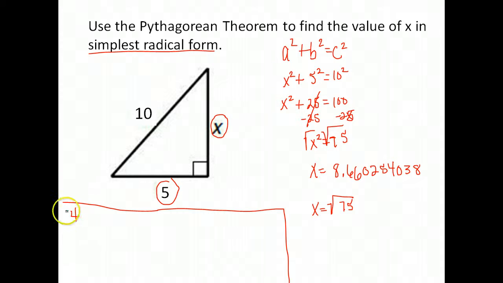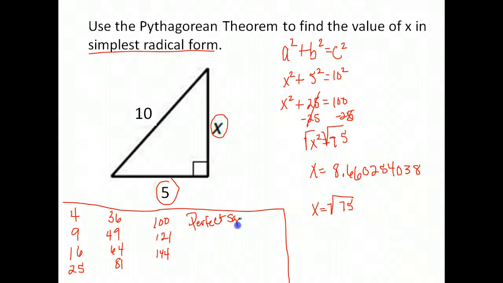So for example, 4, because its square root is 2. 9, because its square root is 3. 16, square root is 4. 25 has a square root of 5. 36 has a square root of 6. 49 has a square root of 7. 64 has a square root of 8. 81 has a square root of 9. 100 has a square root of 10. 121 has a square root of 11. And 144 has a square root of 12. These would be good to have in your notes. Again, they're called perfect squares, and they're called that because they actually have whole number square roots.